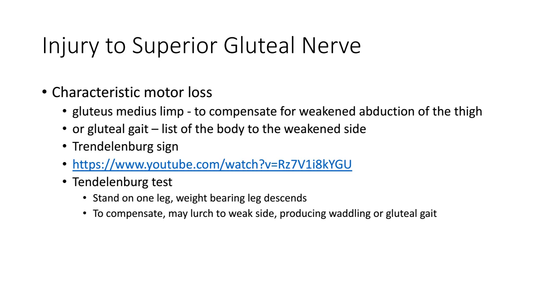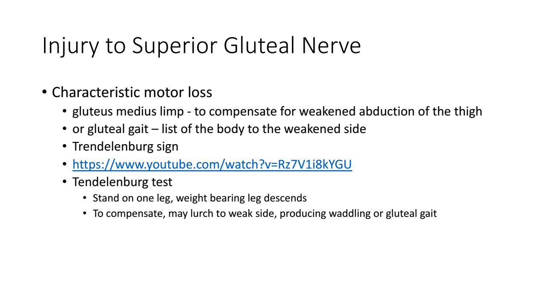So the superior gluteal nerve innervates the gluteus medius. And if there's injury to that superior gluteal nerve, then the gluteus medius isn't going to be working properly. And so it's going to list, or it's going to drop to the weakened side. So you can test this muscle by doing the Trendelenburg test.